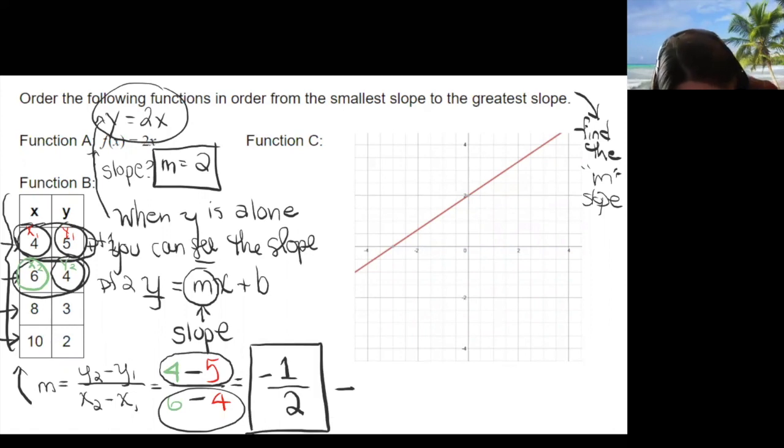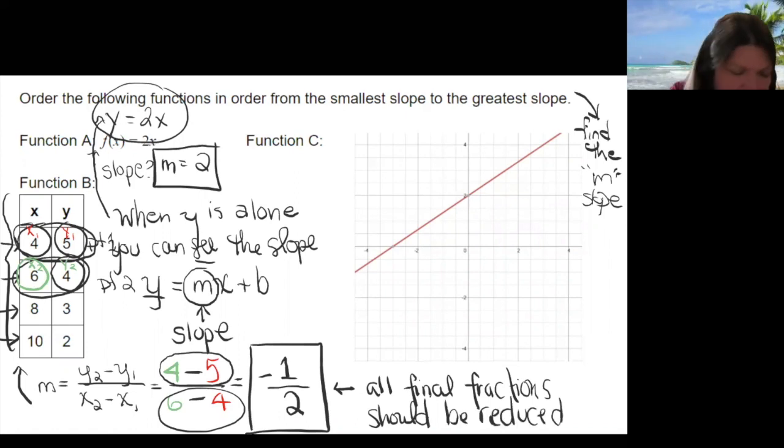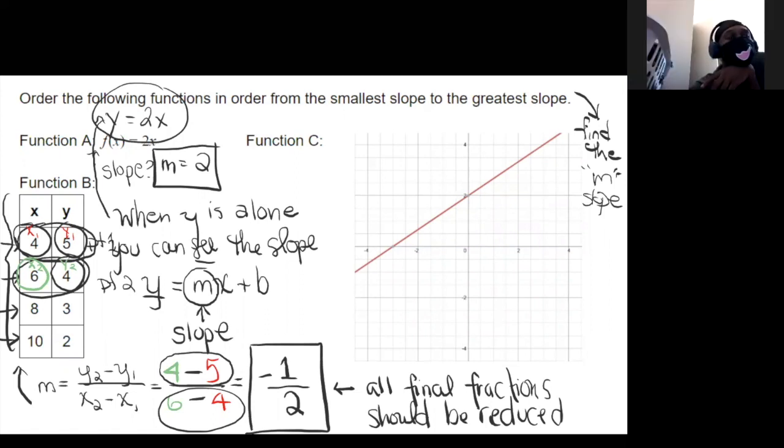Now do remember that all final fraction answers should be reduced to lowest terms. But this is already reduced. I can't make 1/2 any simpler than it already is. So that is a slope of -1/2. I am putting together 5 different slope lessons in one problem. So if you feel like, oh my God, this is a lot. Yeah, it is. Okay, then let's look at function C.